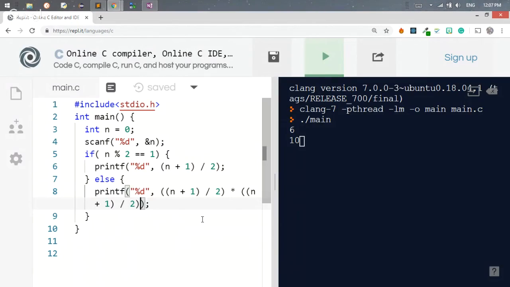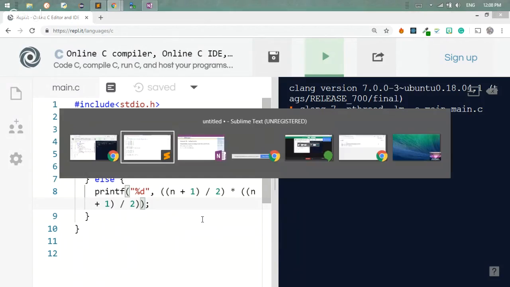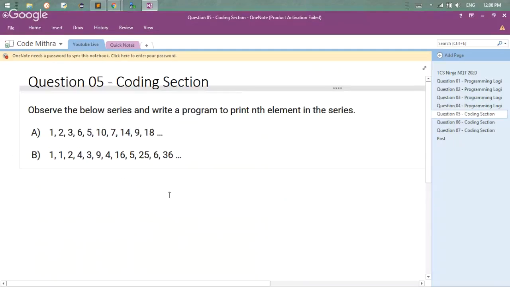You can rewrite this in a different way. That is also fine. No issues at all. As long as we are getting the output, that's perfectly fine with us. So you can also do n by 2 whole square. Perfectly fine, Akhil. No issues at all. You can definitely do it. Now this is how the series question will work.